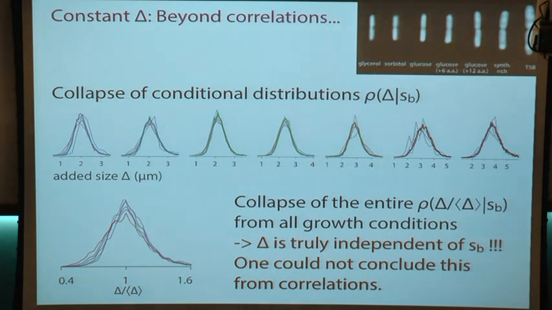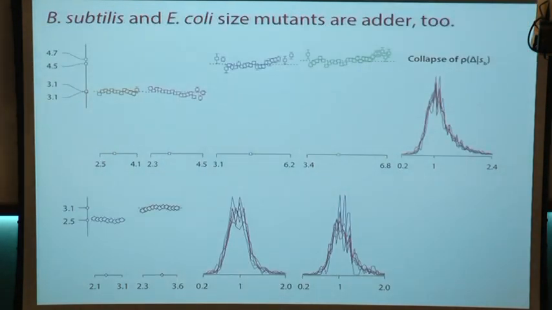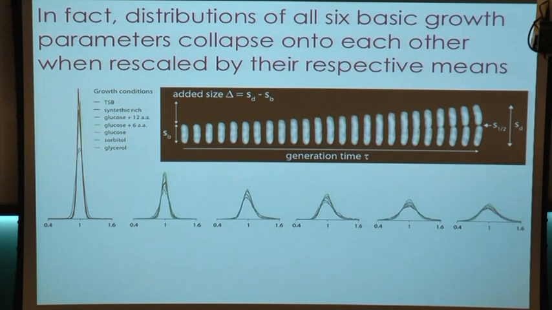This feature, in fact, is true not only for E. coli, but also B. subtilis. B. subtilis, if you look at it, has a longer tail. The delta distribution is more asymmetric. But if you look at the size mutants, for example, even size mutants follow this collapse. So this is a very general feature of this kind of size control.